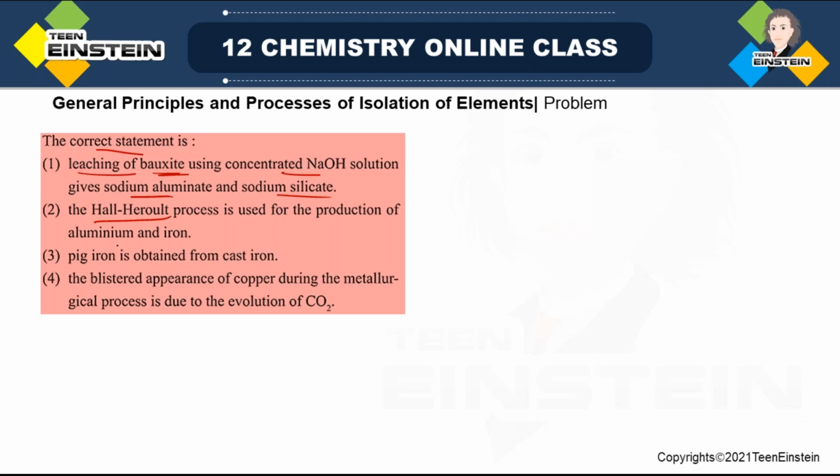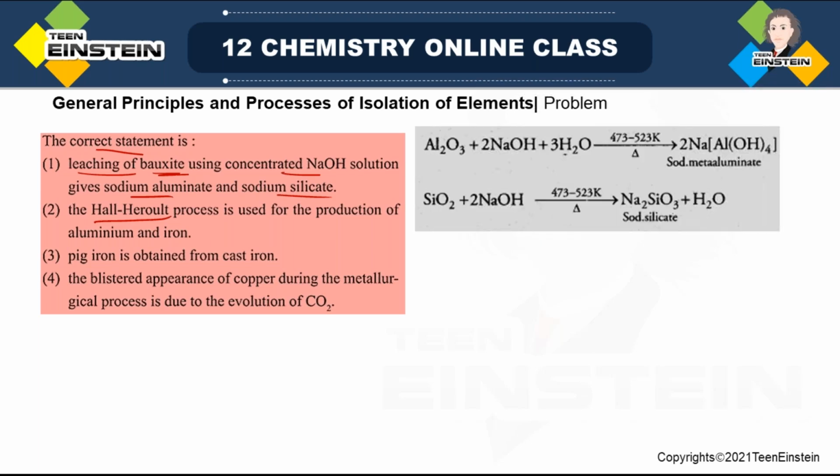Now the leaching process was discussed at the very first of this class, where leaching is basically under concentration of ore, and there we used bauxite, whose main component is alumina, the ore of aluminium. And in the leaching process, we take NaOH and it gives us sodium silicate and sodium aluminate. This is actually correct. Because see, these are the schemes that actually happen in the leaching process.